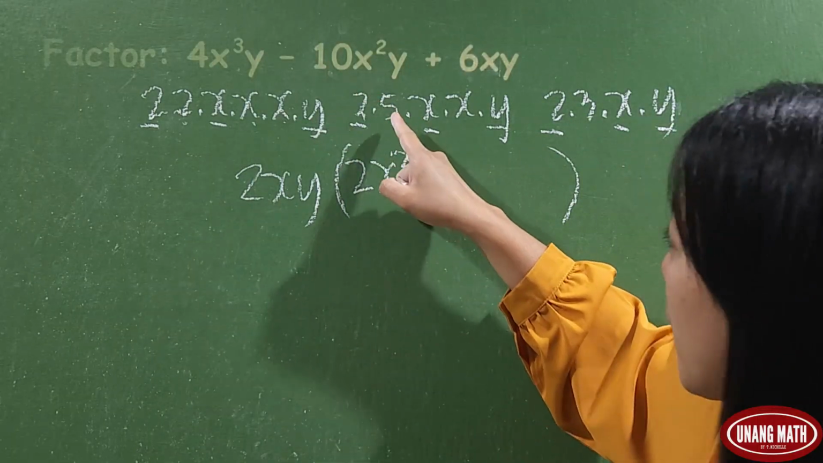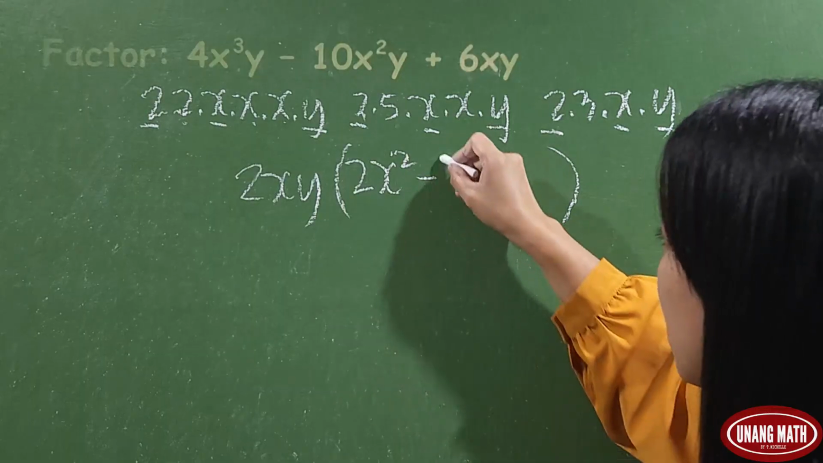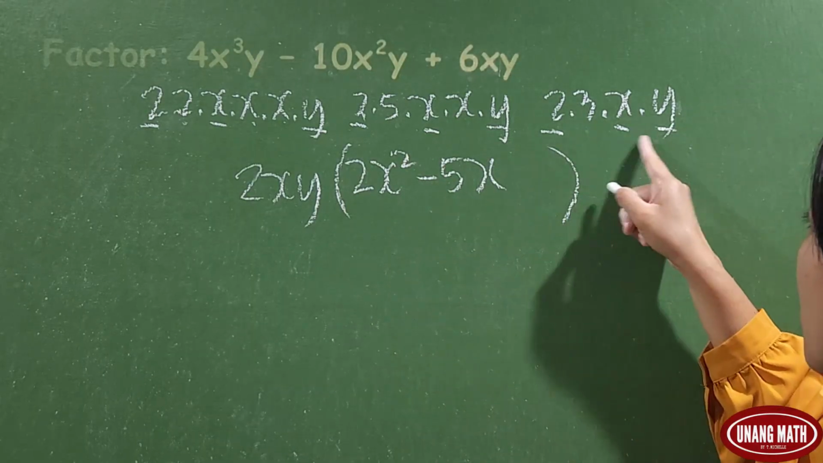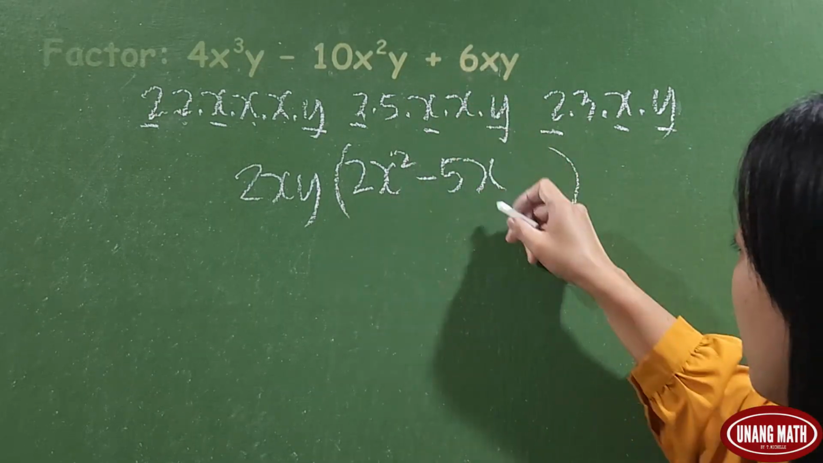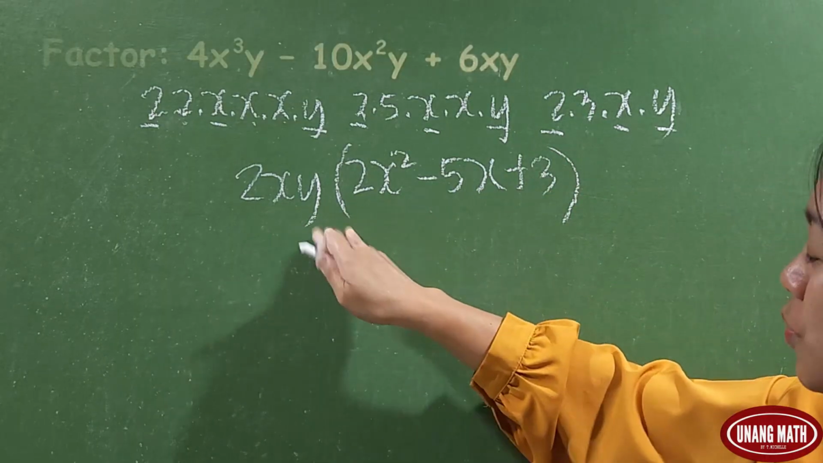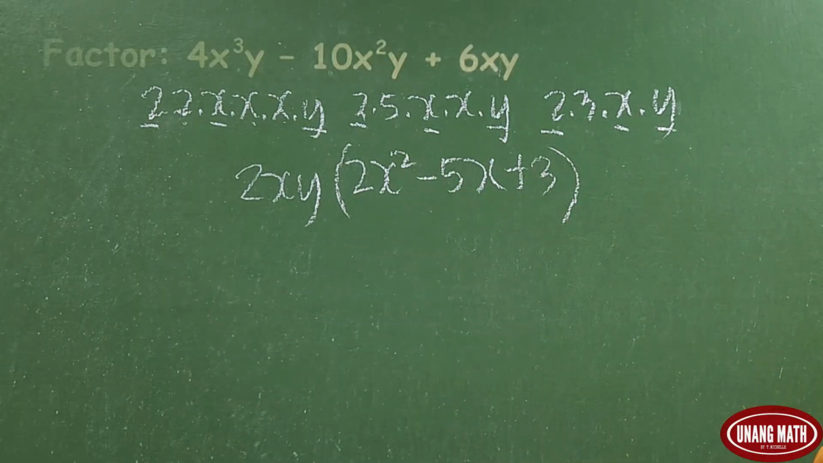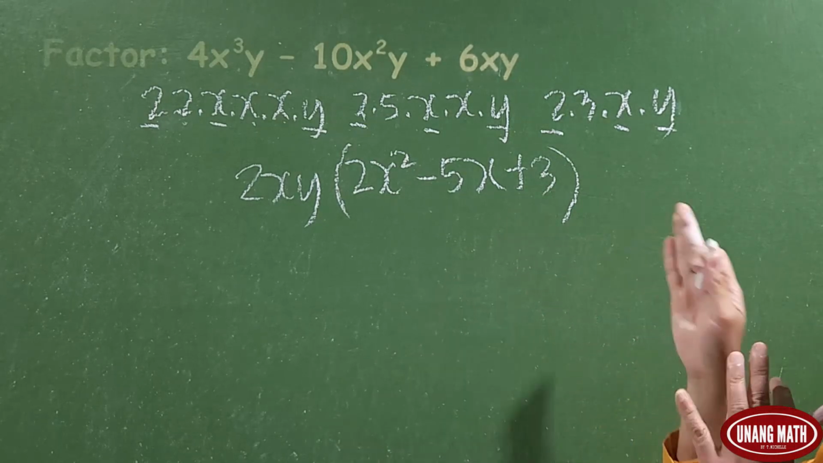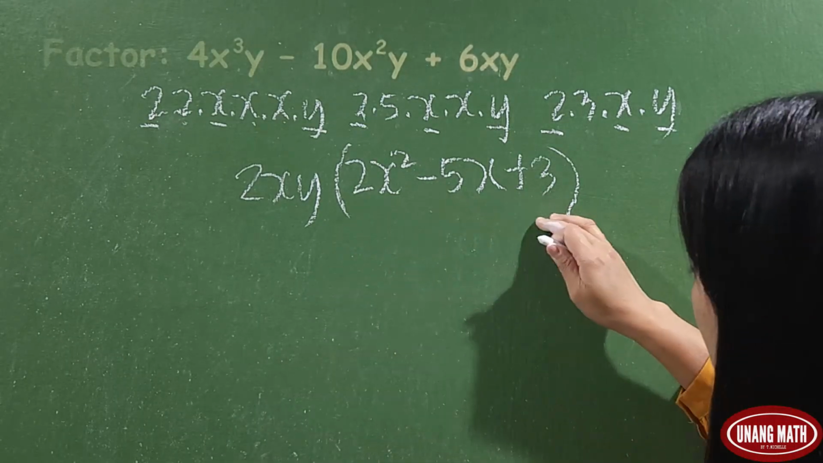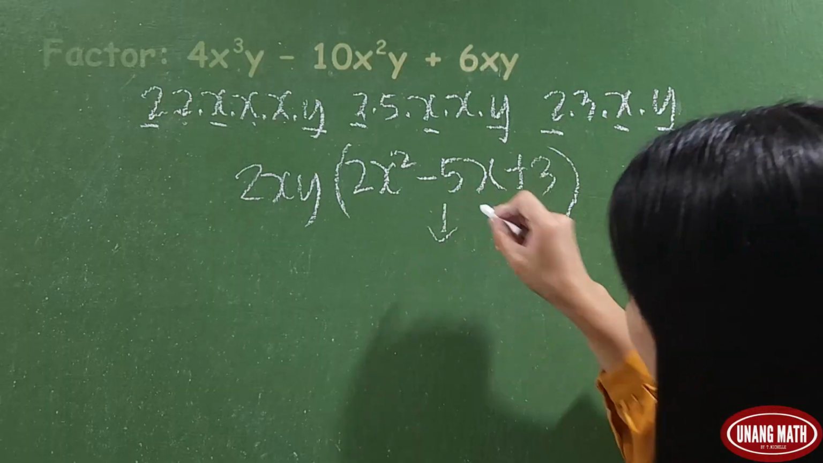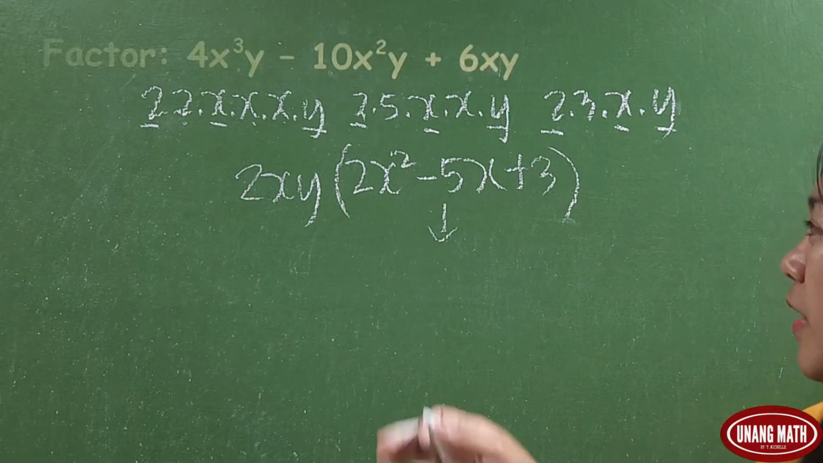Okay, minus, what about here? 5x. So minus 5x. Here would be 3. So plus 3. So we have 2xy times 2x squared minus 5x plus 3. This is not yet our answer because this expression inside the parentheses can still be factored out.